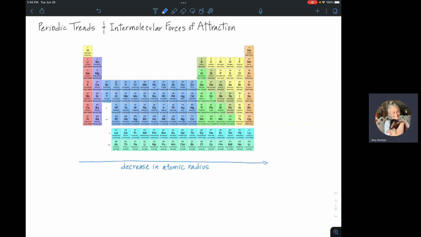As you go down a group, we're adding shells. So yes, you're adding more protons, but you're also increasing the distance between the added electrons and that growing nucleus. And so we tend to notice an increase in atomic radius as we go down a group. I'll just abbreviate this AR. So lithium is going to be much smaller than cesium.